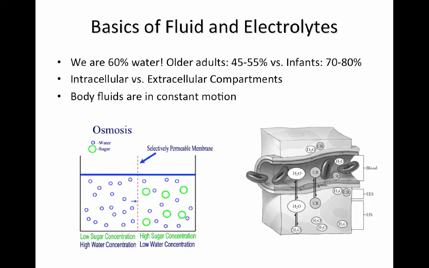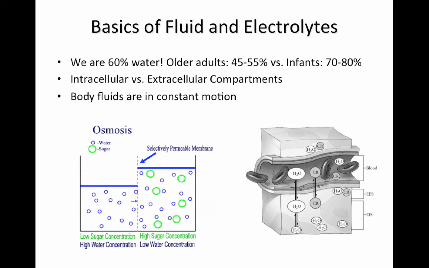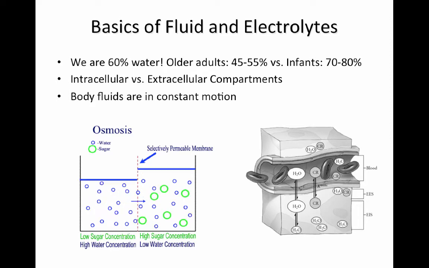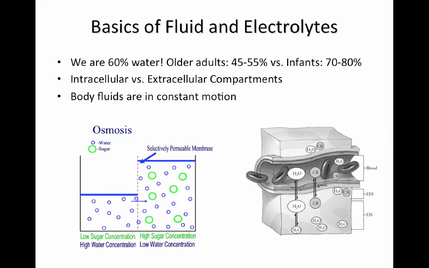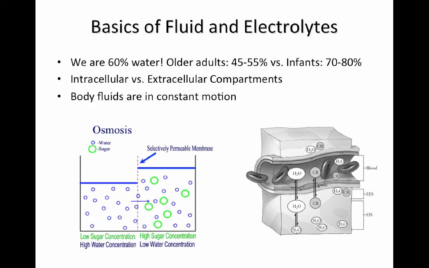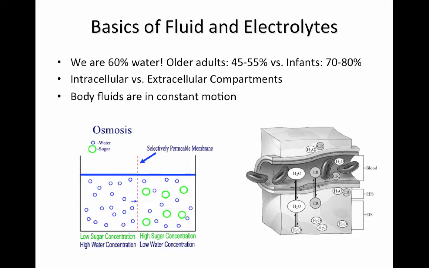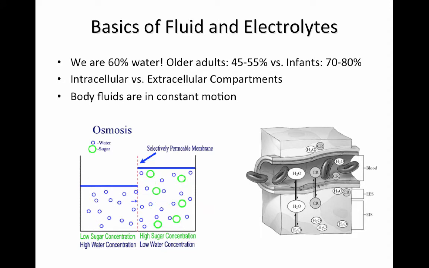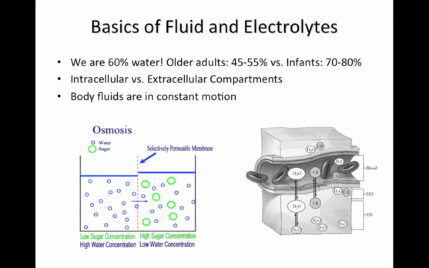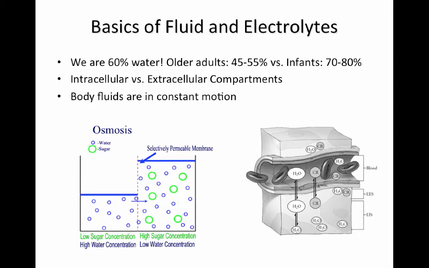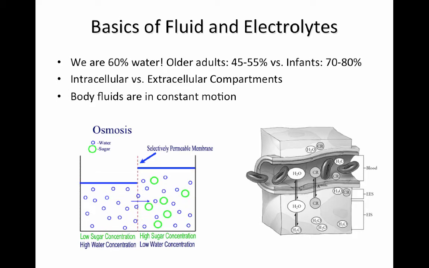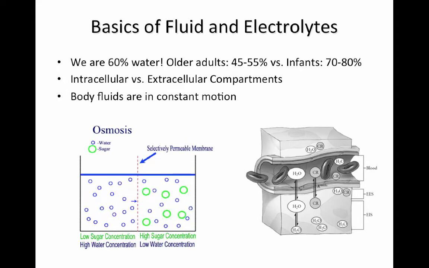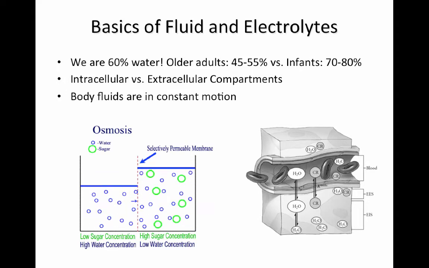All right, so this is chapter 4 in your textbook, which deals with fluid and electrolytes. So let's talk a little bit about the basics of fluid and electrolytes. It is important to remember that we are approximately 60% water. So of a typical adult, our total body water is about 60%.